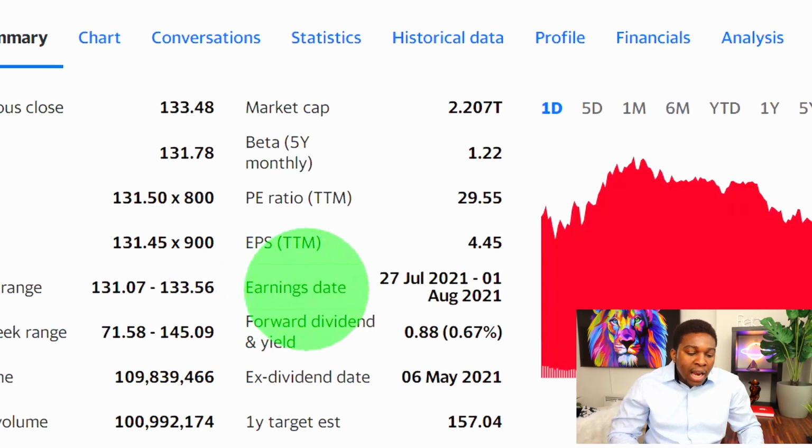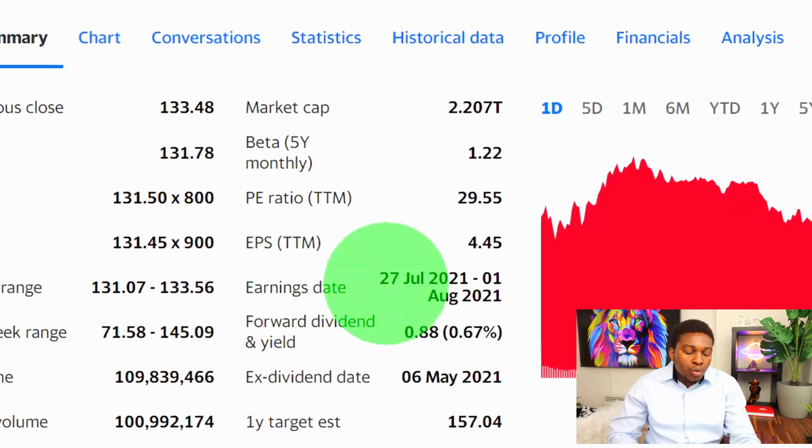I just wish they actually added release date to make it easier for beginners. So it's 27th of July 2021 to August 2021.